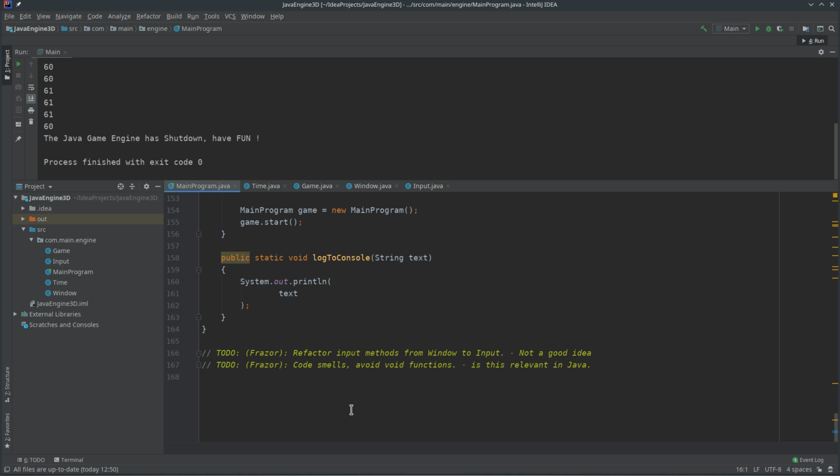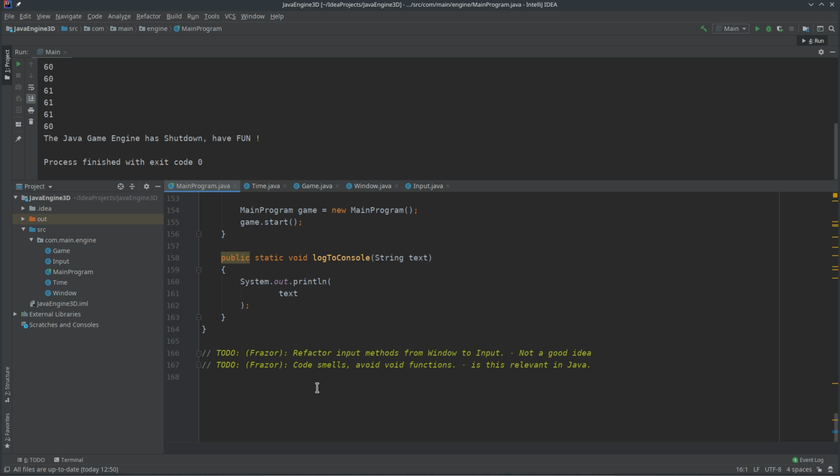Right, refactor input methods from window to input. Not a good idea, correct. Would you do that? No. Because our input relies on the window. That's one of the catch-22s with GLFW. When you're using something like a third-party library, you are restricted to how that library works. Normally, I'd write my own, or use something different to GLFW.